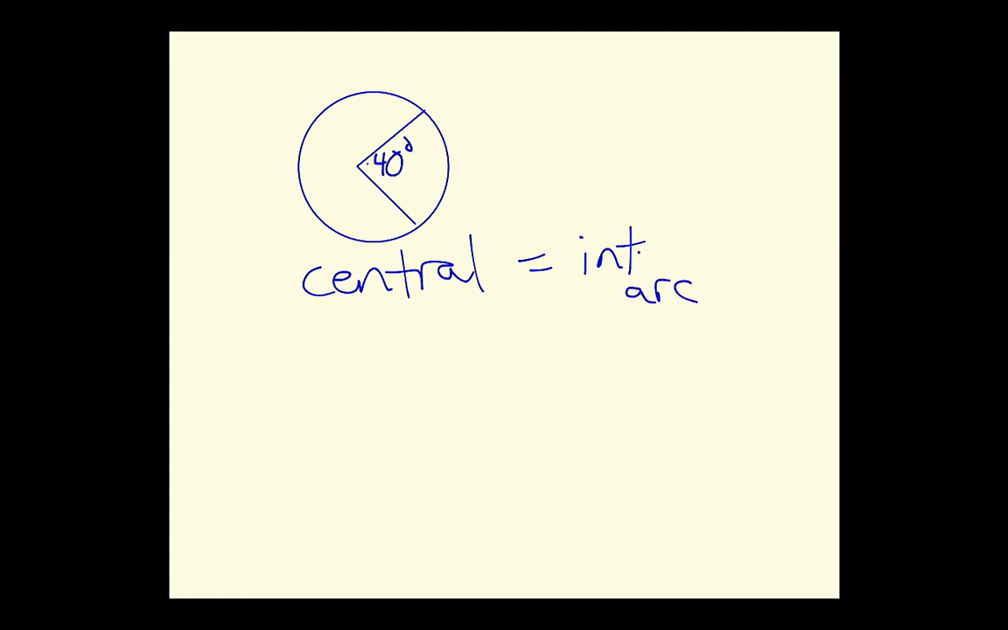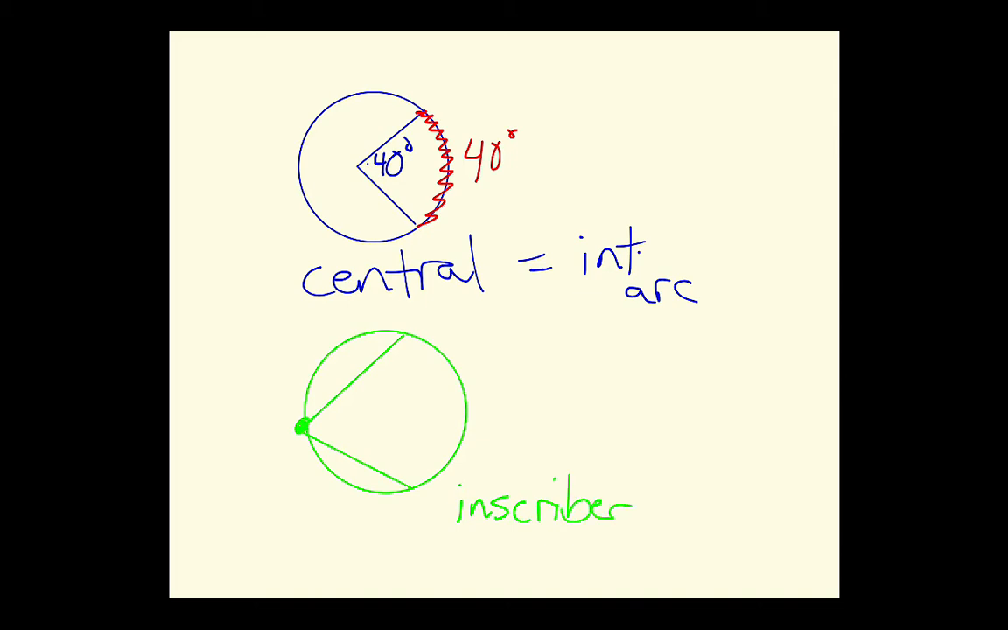So this arc over here that is being cut off by the two endpoints of that angle should also be a 40-degree arc. That's a very important theorem that we need to know. We should also know that if I have a different circle and I draw to a point on that circle instead of the center of the circle, this is called an inscribed angle. And an inscribed angle does not equal the intercepted arc.